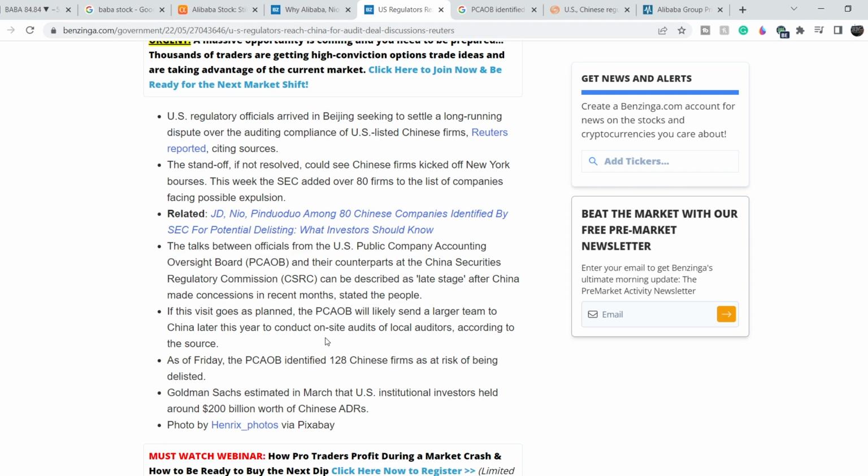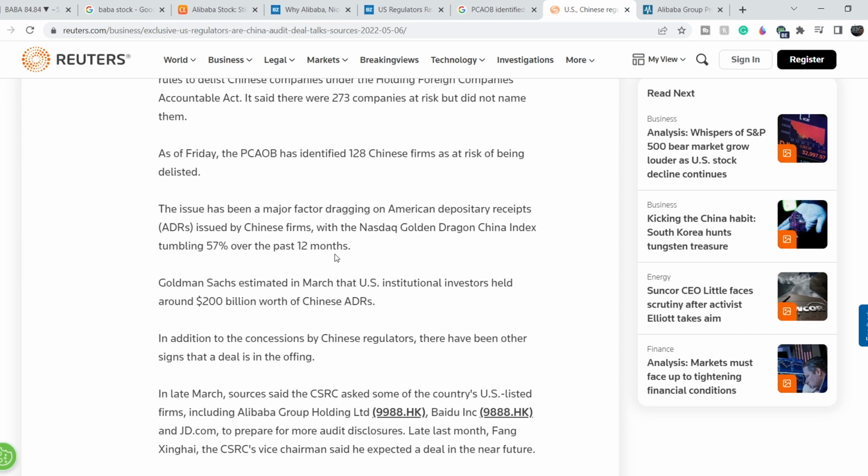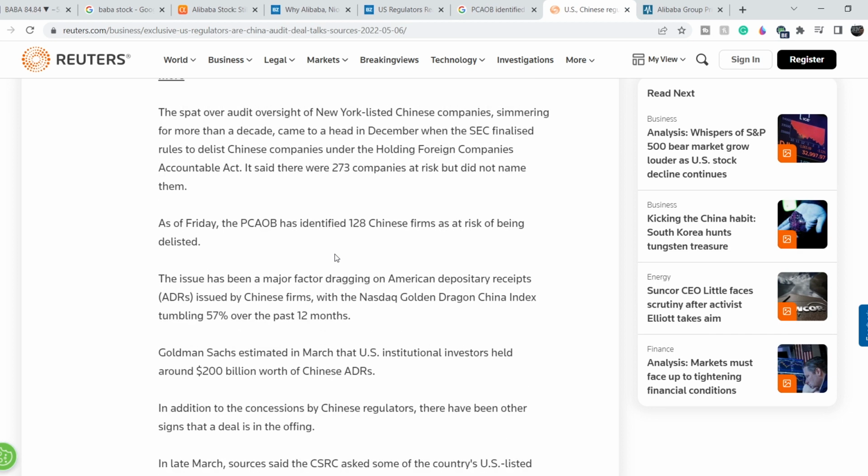But until it happens, we have to be very cautious, because as you can see, the PCAOB is still identifying more and more Chinese companies to include in the delisting list. And let me show you that the total number of Chinese companies trading on US stock exchanges is 273. We don't know all of them, but we still have a huge possibility that BABA is in this list. In my opinion, in the next couple of weeks we might see a new add-on to this list, and probably Alibaba will be in it. That's why we have to be cautious.